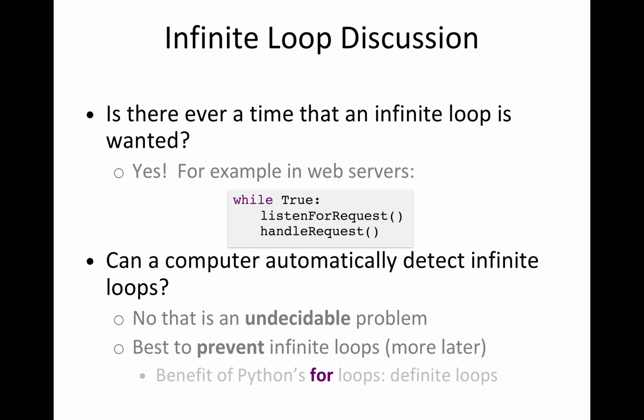Now the next question is, can a computer automatically detect infinite loops? And the answer is no. It's what's known as an undecidable problem. So there are problems in computer science that cannot be solved by a computer, only a human. This is one of them. So our best practice is to prevent infinite loops. And so in a case where we could use a for loop, often we should because it helps protect us against infinite loops.